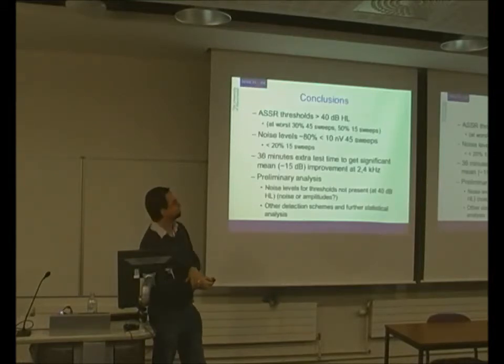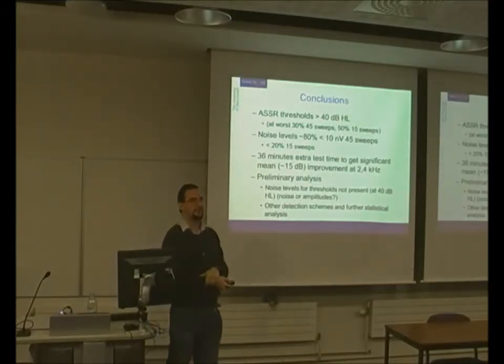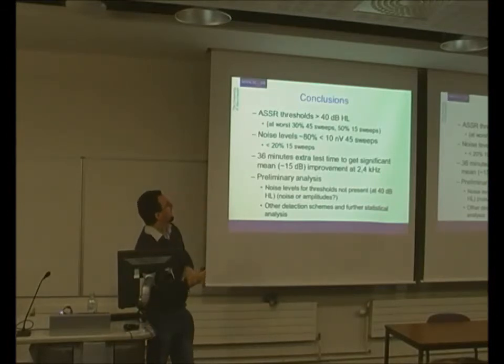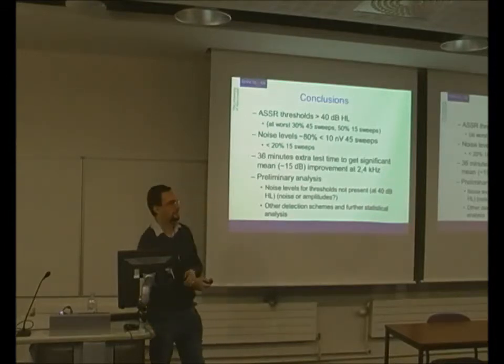Okay, so what can we conclude? I've mentioned most of this already. Quite a lot of the time, we couldn't even get a threshold in normal hearing subjects at 40 dB HL. At worst, 30% for 45 sweeps and 50% for 15 sweeps, 50% of recording points, that is. And for the noise levels, 80% reached 10 nanovolts or less at 45 sweeps, but only 20% at 15 sweeps. So if we took a 10 nanovolt requirement with only 15 sweeps, we'd be throwing away all our recordings. So clearly that isn't long enough for adults.